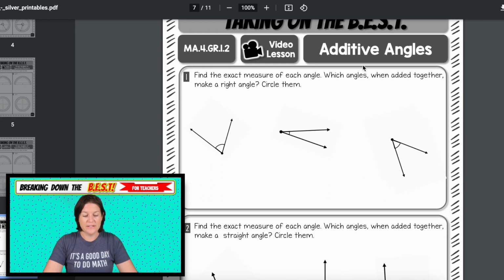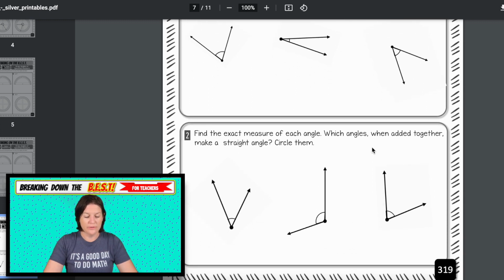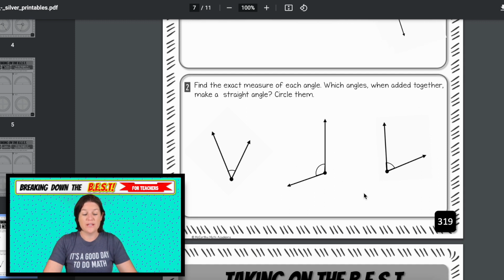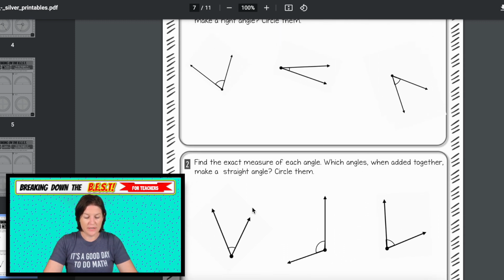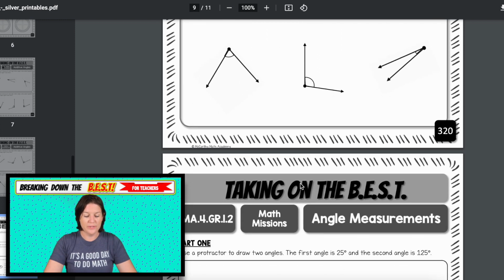And then here's some additive angles, finding the exact measure of each angle, and then which ones when added together will make a right angle. Which ones when added together will make a straight angle. So they're different angles, they got to measure all of them and then figure out which ones will work. And they've got this extra practice page to complete on their own.